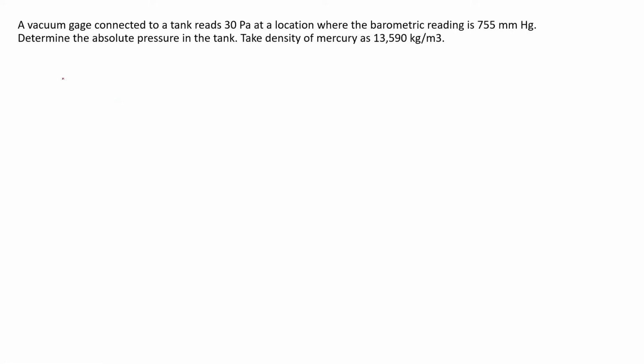In this lecture, we will do a problem on pressure. So the problem is a vacuum gauge is connected to a tank and it reads 30 Pascal. So the vacuum pressure is 30 Pascal. And the atmospheric pressure, that is barometer reading, is 755 millimeter mercury. You need to find the absolute pressure in the tank.